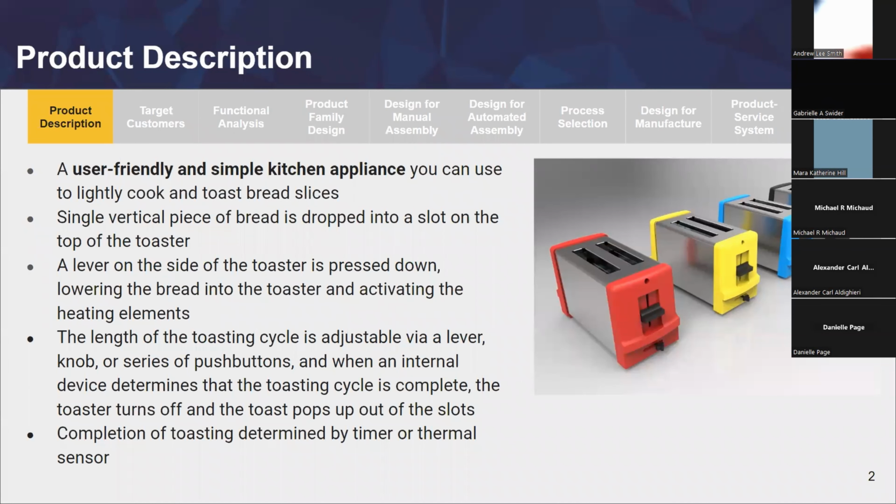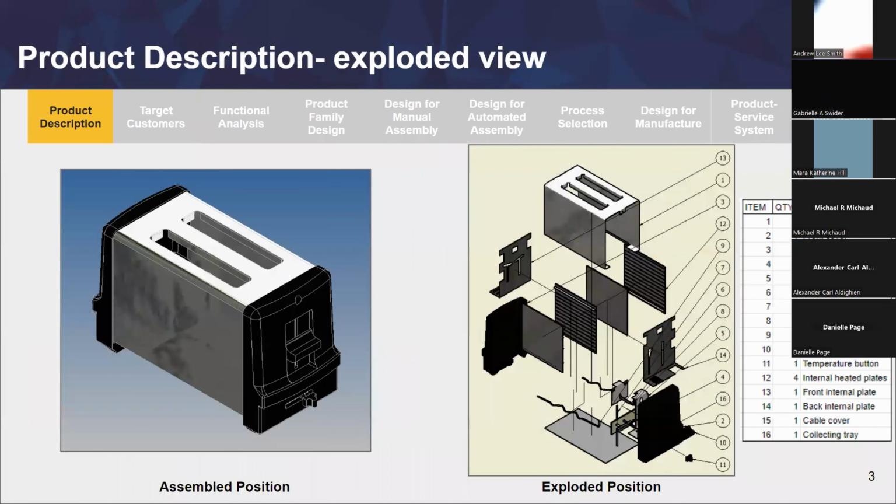So here's just a quick product description. A toaster is a user-friendly and simple kitchen appliance that you can use to lightly cook and toast bread slices. Here's an exploded view and an assembled position of our product.